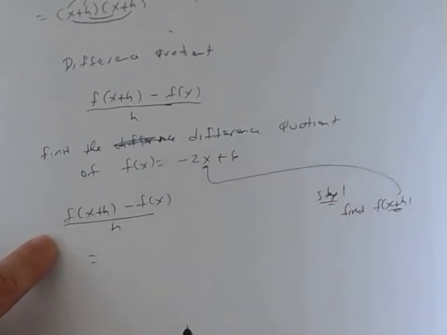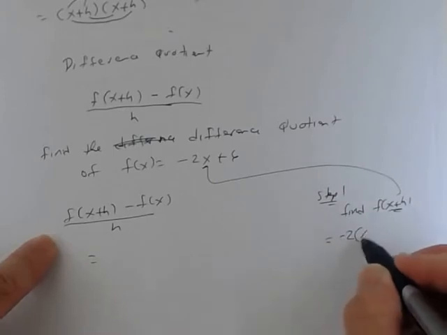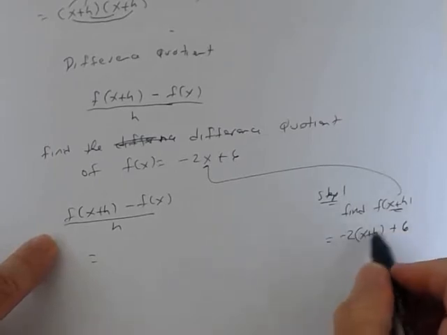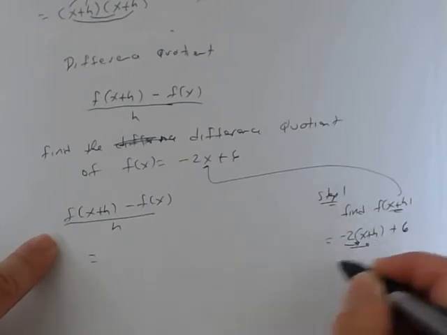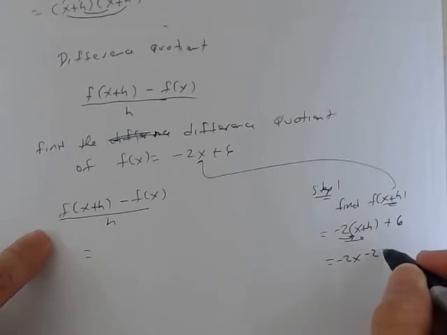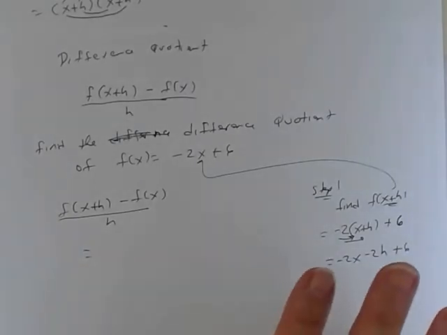You see that? So that becomes negative 2 times what? And then plus what? 6, right? Y'all agree? And then distribute. I get negative 2x. What else? No, not negative. Negative 2h minus 2h. And then what? Can I combine anything? No. All right. So y'all agree with step 1? Okay, that's what I would do.